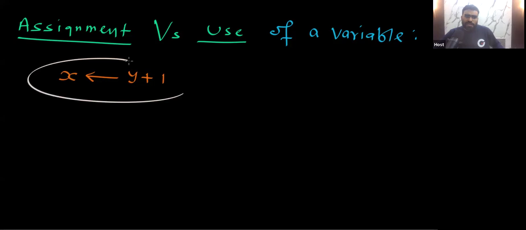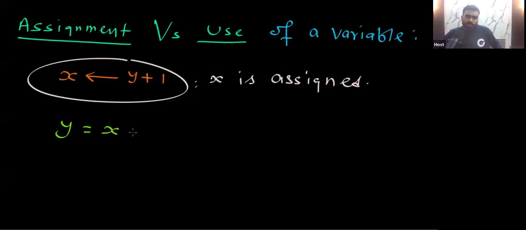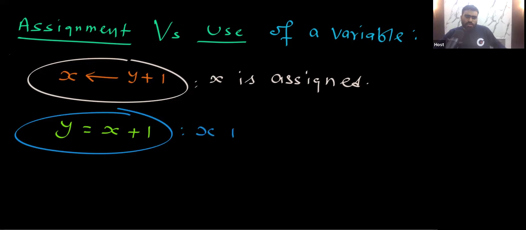In this instruction, what are we doing? Are we using X or assigning to X? In this instruction, you can see X is assigned. Is this clear? For example, if I give you this instruction, Y equal to X plus 1, in this instruction we are using X. X is used, X is not assigned. Here, X is used.